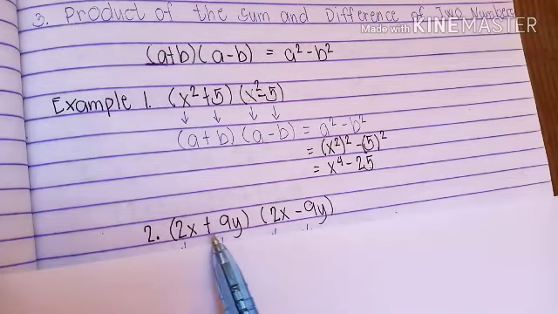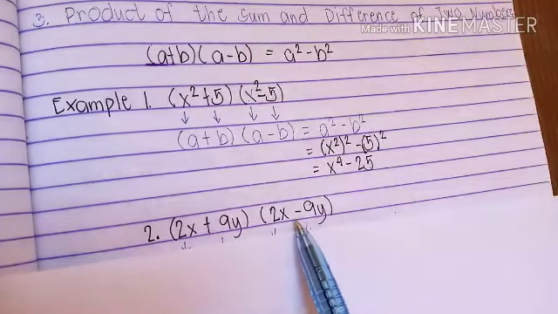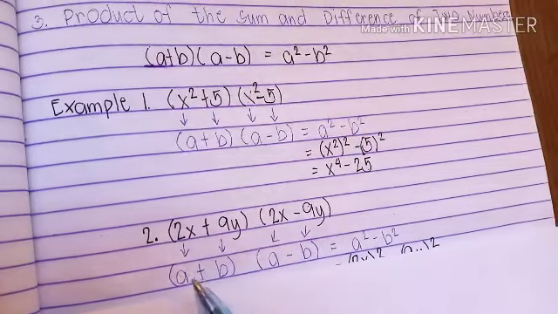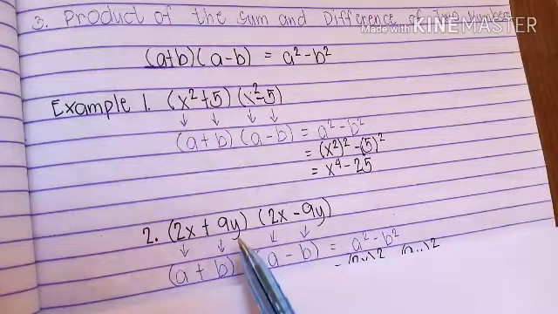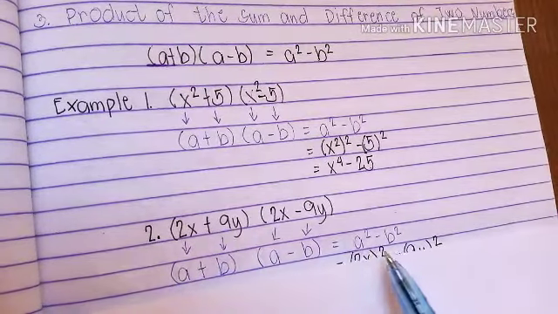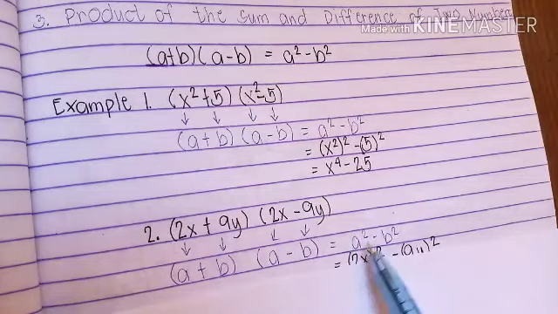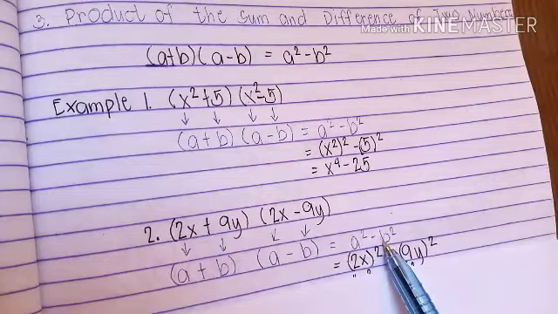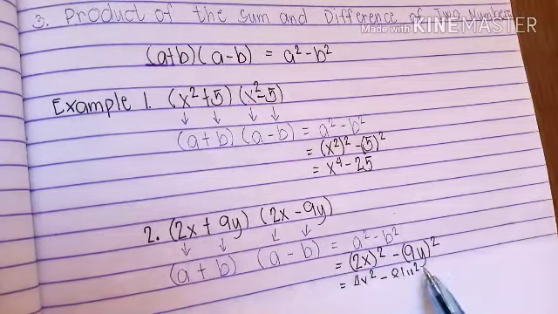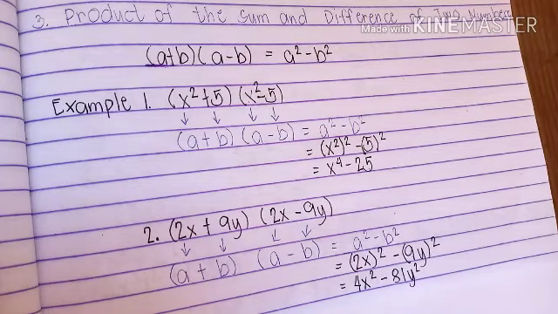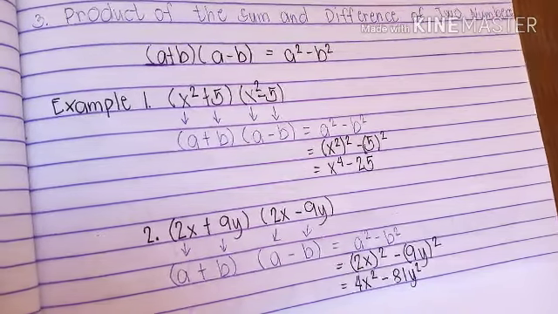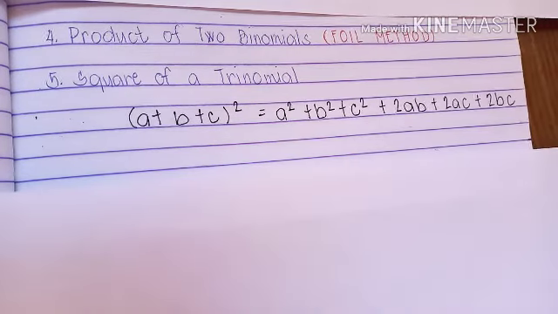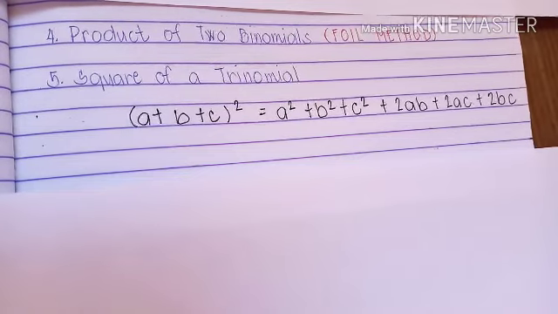We have (2x plus 9y)(2x minus 9y). So your a would be your 2x, your b is your 9y. Since we have here the formula, your a is 2x, and then you square it, minus b, which is 9y, you square it, the answer would be 4x squared minus 81y squared. Now the fourth special product is the product of two binomials by FOIL method.